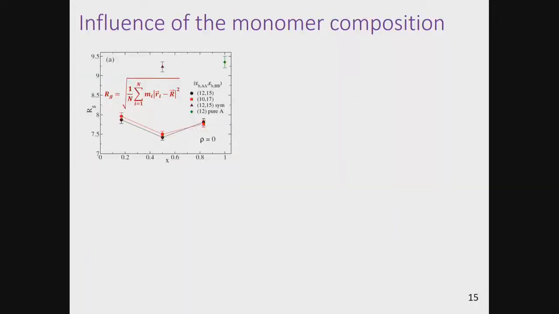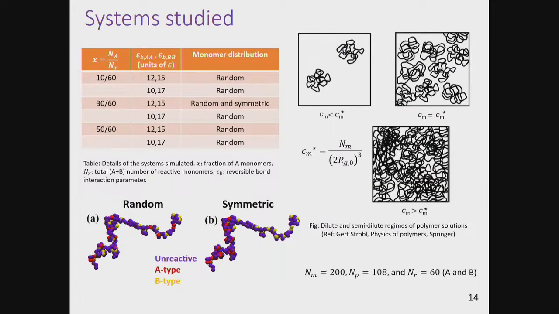Okay. So then let me go through the results part. So we varied this fraction of reactive monomers. So Na, we have a total of 60 reactive monomers, out of which some we are choosing as A type and some we are choosing as B type. So we are systematically changing the composition of A monomers, and these are the typical reversible bond energy parameters we have chosen. Our idea was also to study the influence of the monomer sequence.